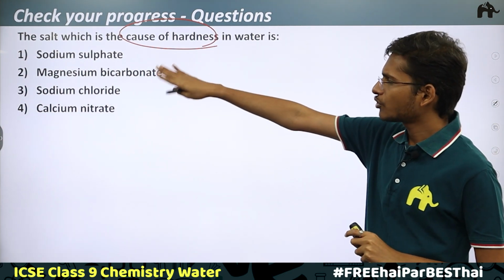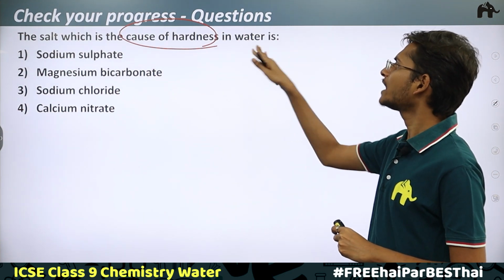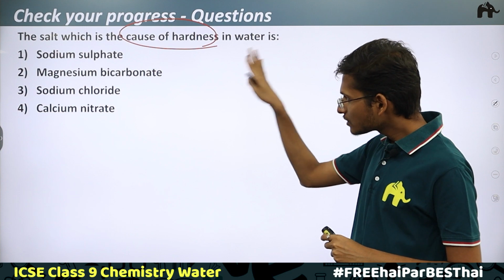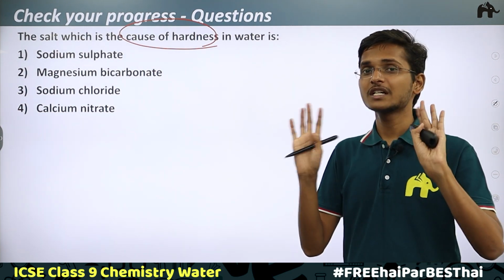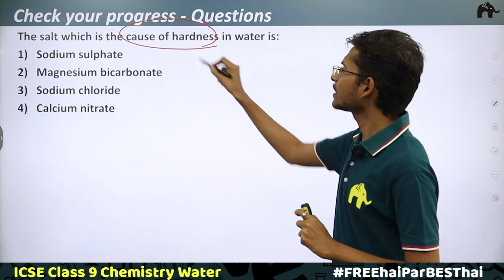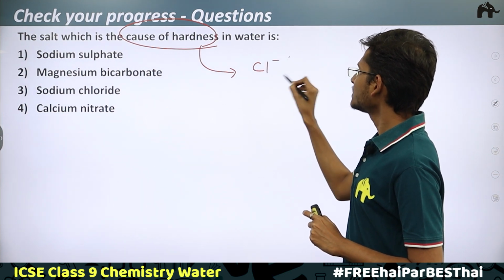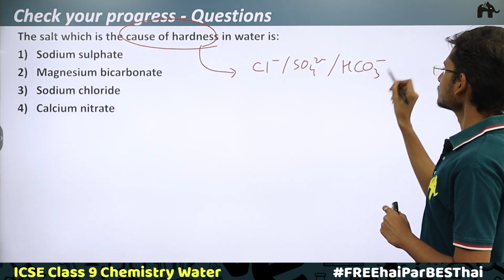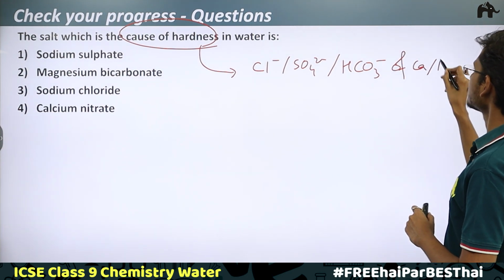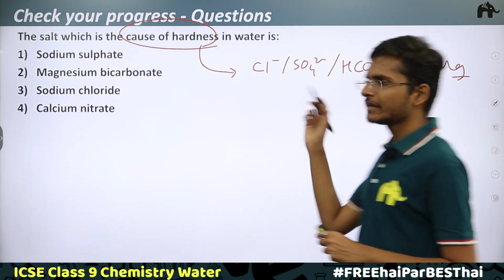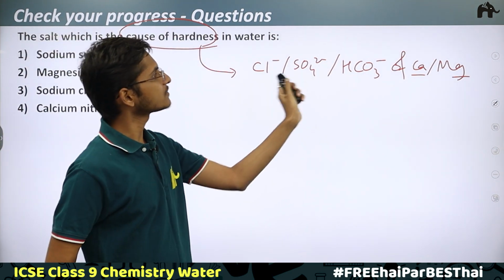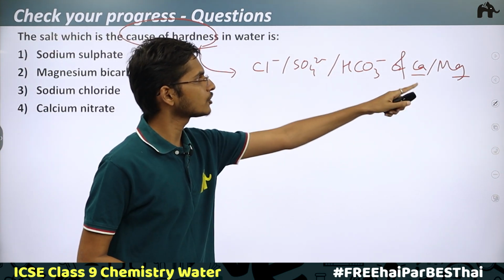When the question says the salt which is the cause of hardness in water, water becomes hard because of those 6 salts which we have studied, which are chlorides, sulfates or bicarbonates of calcium or magnesium. If we make it simpler, I have already written: calcium chloride or magnesium chloride, calcium sulfate or magnesium sulfate, calcium bicarbonate or magnesium bicarbonate.